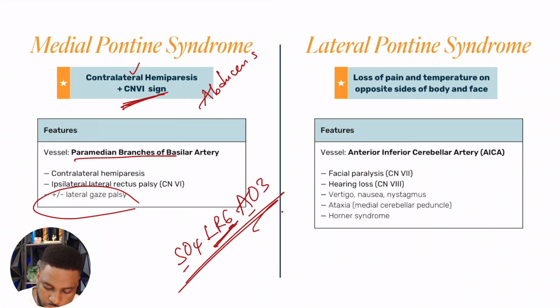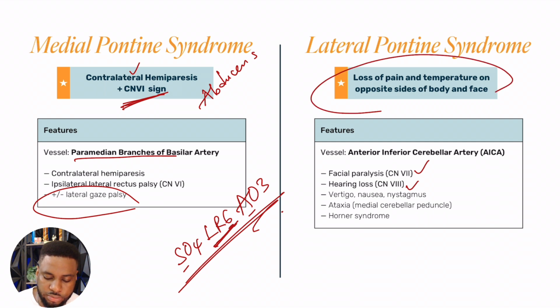So for lateral, we have facial nerve paralysis and vestibulocochlear nerve involvement, hearing loss, especially probably sensorineural hearing loss. With lateral pontine syndrome, you have loss of pain and temperature, again, on opposite sides of the body and face because of involvement of your lateral spinothalamic tracts, as well as some of the fibers of your trigeminal nucleus or trigeminal nerve. These patients will present with vertigo, nausea, and nystagmus because of vestibulocochlear nerve involvement, some ataxia because of involvement of the cerebellar peduncle, and Horner's syndrome.